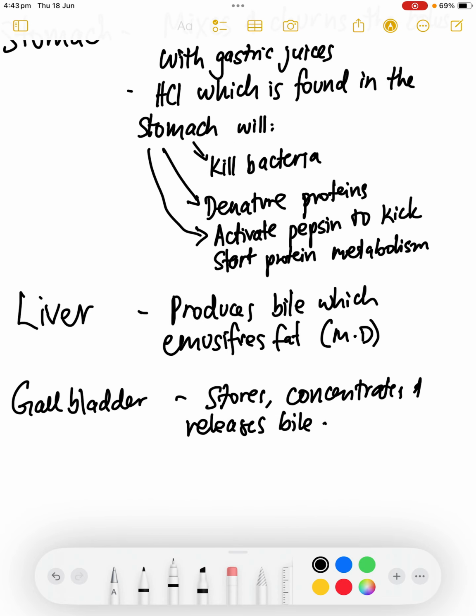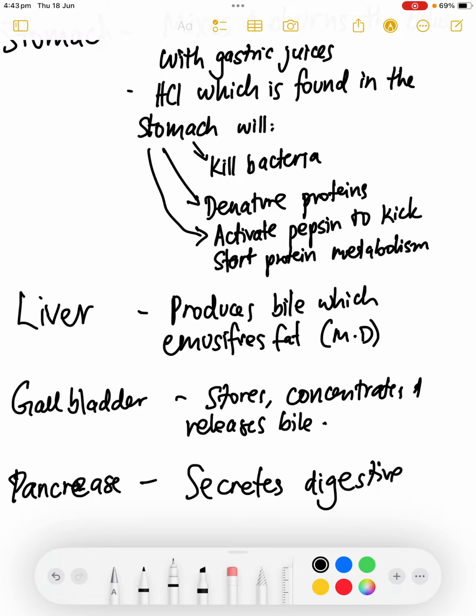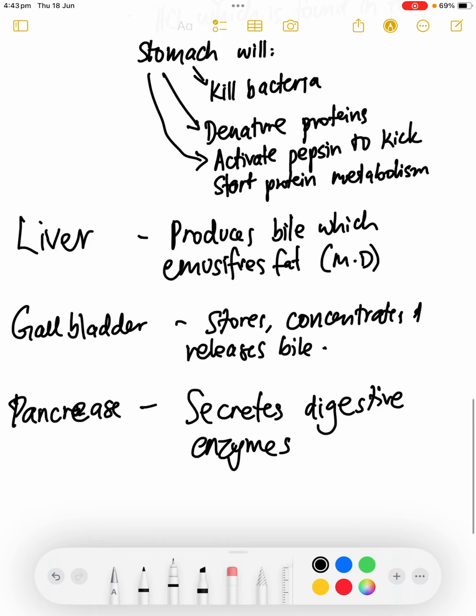The next thing is the pancreas. All right, what does the pancreas do? It secretes digestive enzymes, amylase, trypsin, lipase, and sodium bicarbonate too via the pancreatic duct. So it secretes digestive enzymes. Insulin as well.